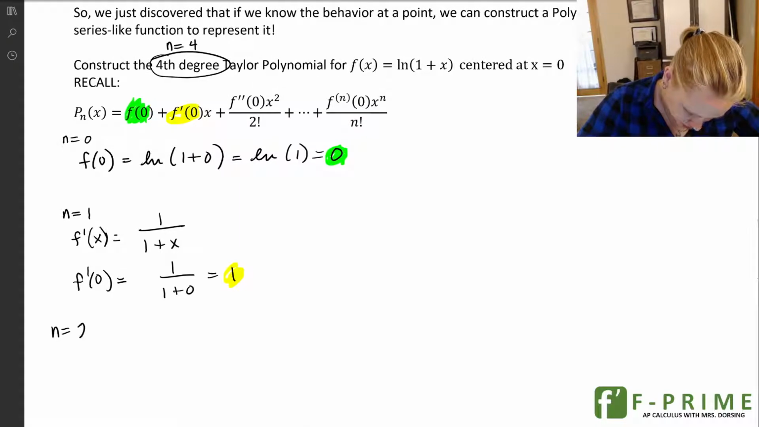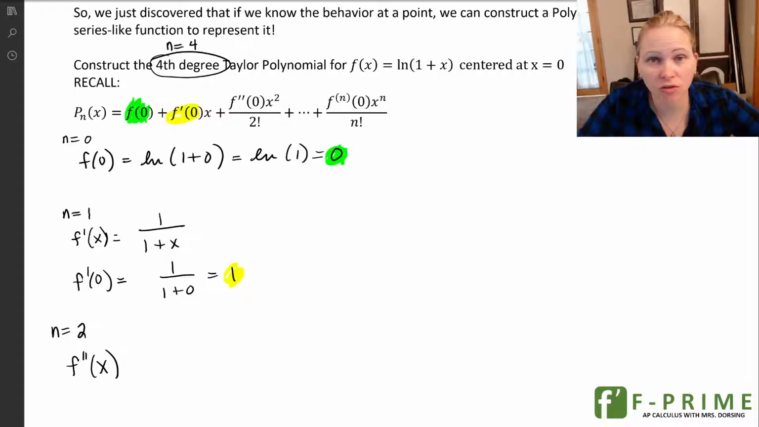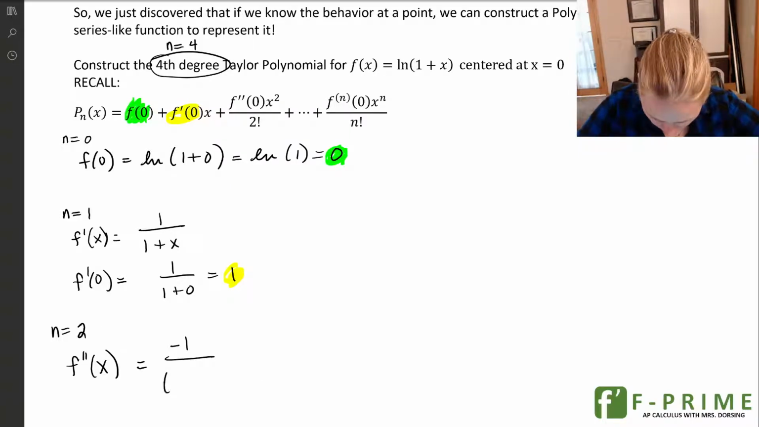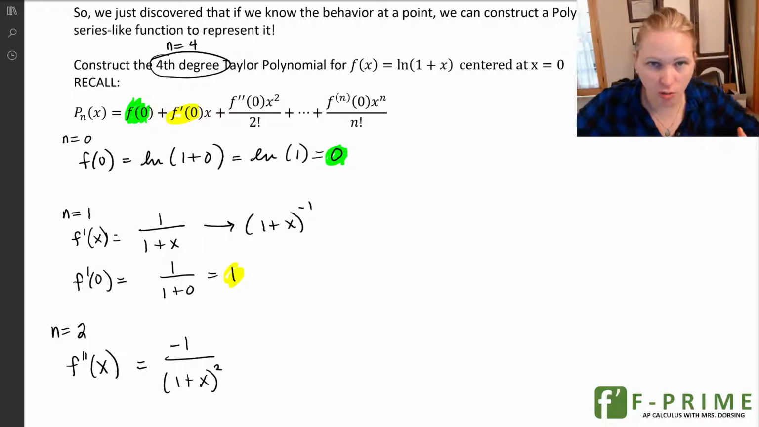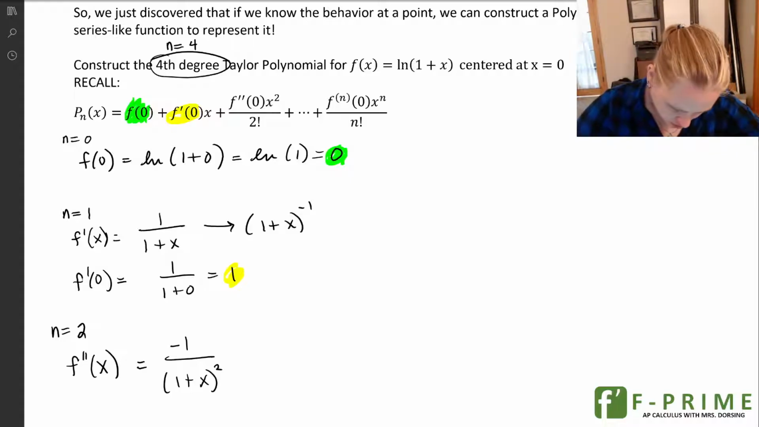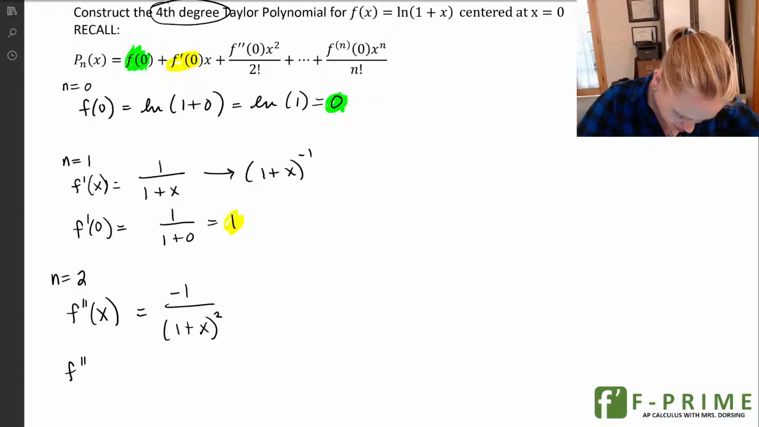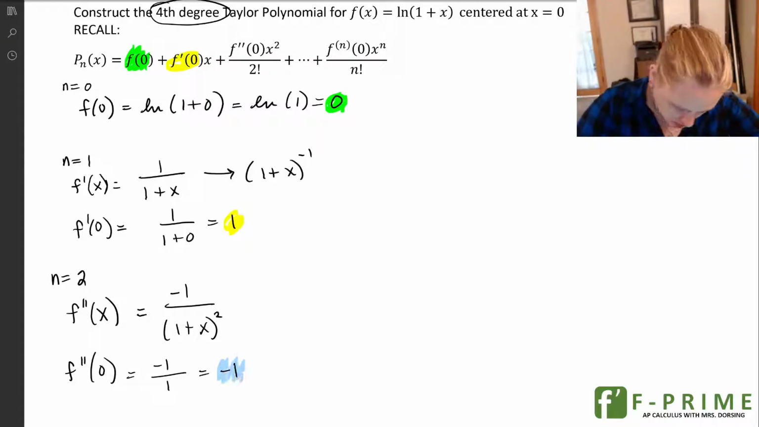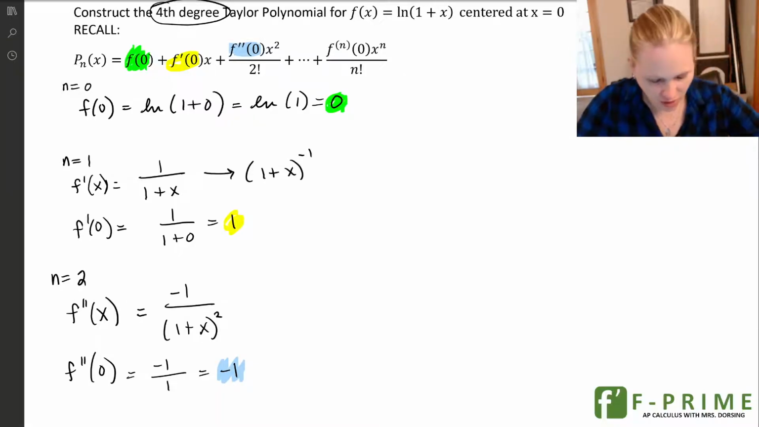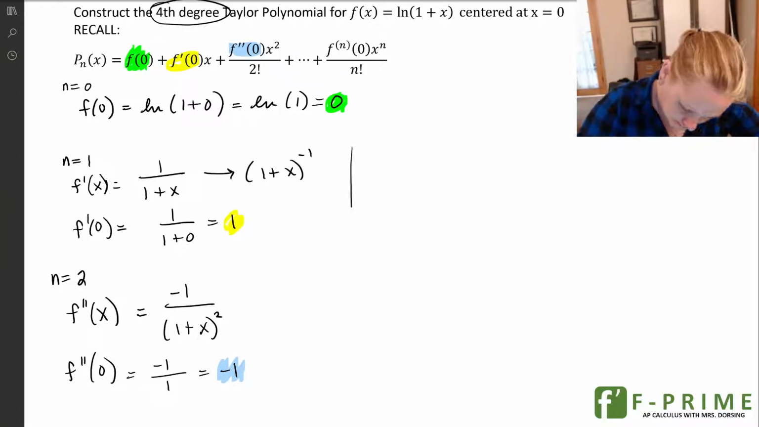N equals 2. That means I need to know the second derivative of x. That means I have to take the derivative of 1 over 1 plus x. Okay, I happen to know that it's negative 1 over 1 plus x squared, because remember, this is 1 plus x to the negative 1. So when I do that derivative, I'm going to use the power rule, and that's going to be kind of what I do each time. So now f double prime of 0 is negative 1 over 1. That's negative 1. So this is going to go right there. Okay. Now if I keep on going, let's go ahead.